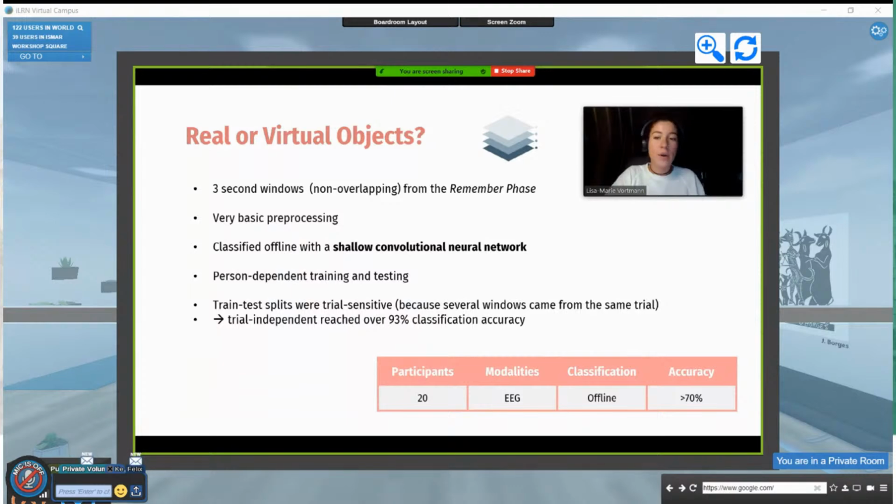Then we did some very basic pre-processing of the EEG data, and afterwards classified the data with a shallow convolutional neural network that was built by another team. We just slightly adjusted it, and it's basically built analogously to a filter bank common spatial pattern analysis of EEG data. And this classification was done offline. This wasn't an online study. We recorded the data and worked with it afterwards.